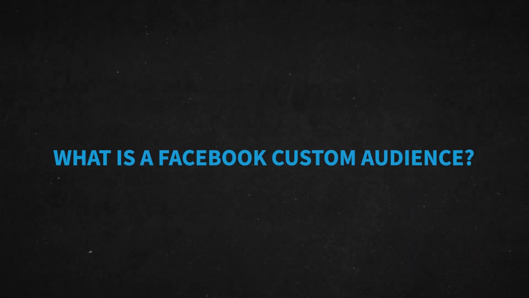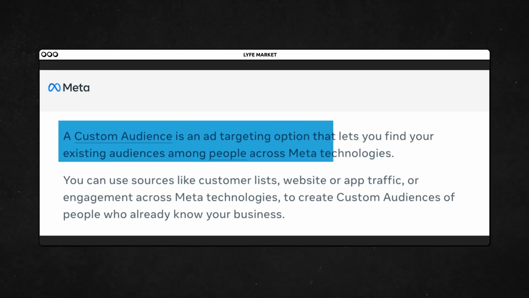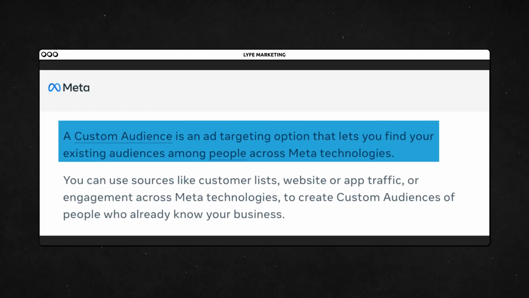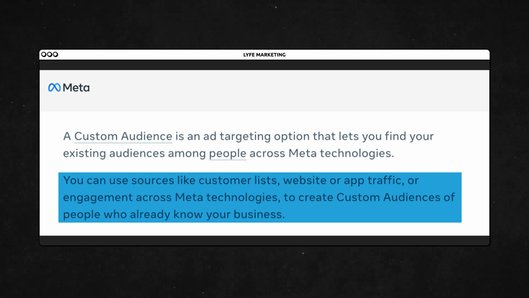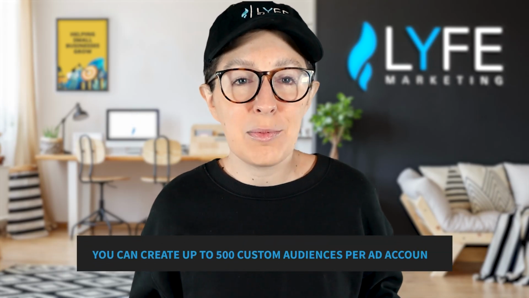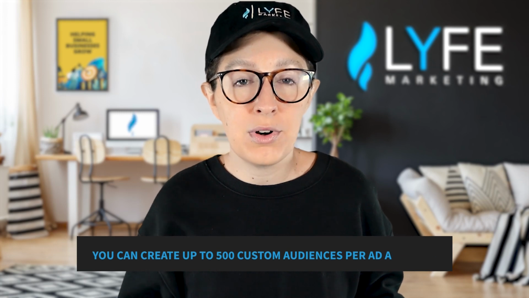All right, first things first, what is a Facebook custom audience? Facebook says a custom audience is an ad targeting option that lets you find your existing audiences among people across Meta technologies. You can use sources like customer list, website or app traffic, or engagement across Meta technologies to create custom audiences of people who already know your business. And you can create up to 500 custom audiences per ad account.